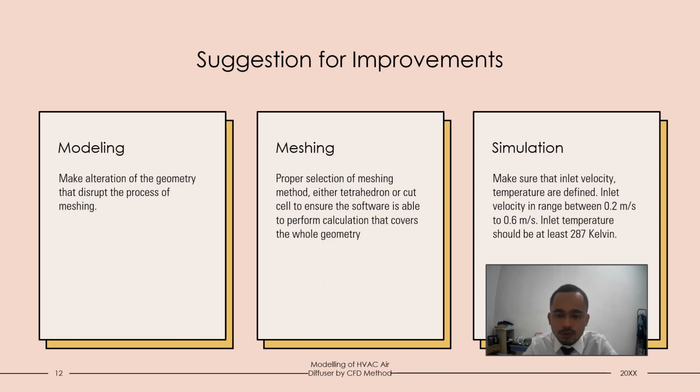And for the simulation part, I need to make sure that every parameters are defined accordingly so that I will get an accurate result. So for the parameters, the inlet velocity is just like I have mentioned before, in range between 0.2 meter per second and 0.6 meter per second, and the inlet temperature should be at least 287 Kelvin.